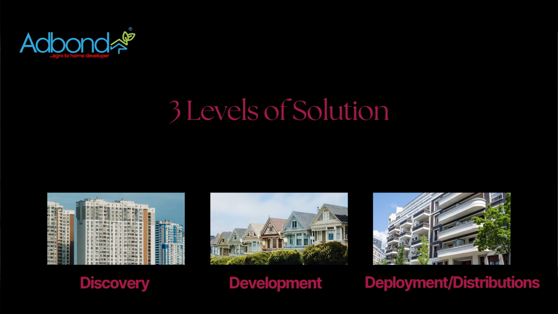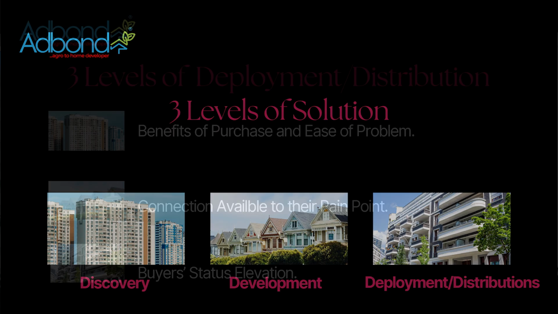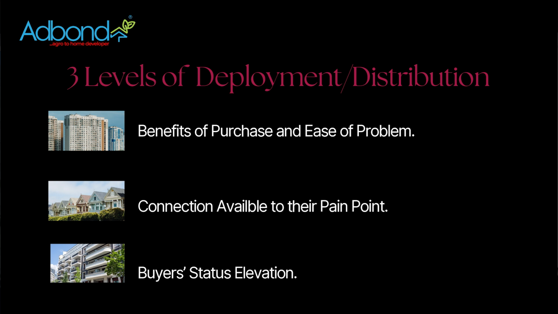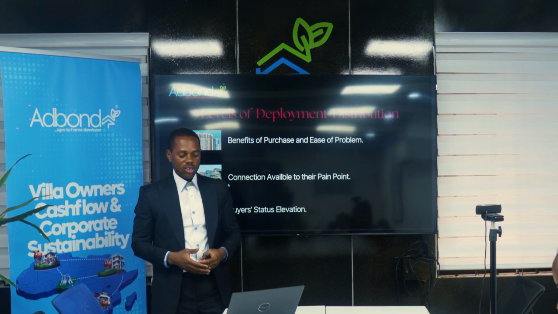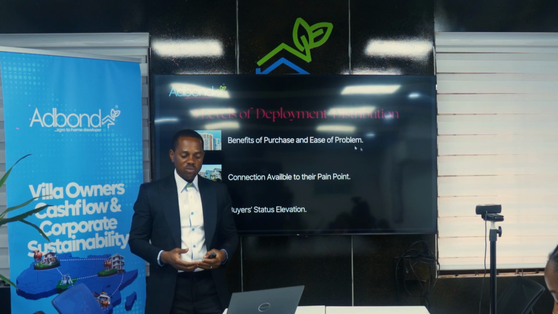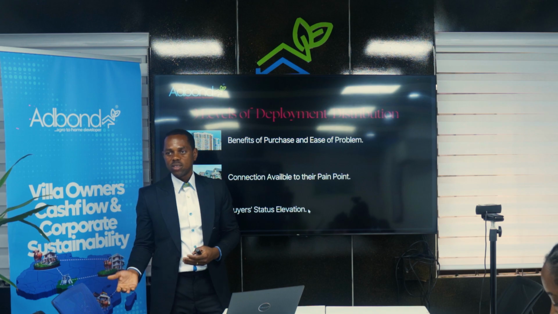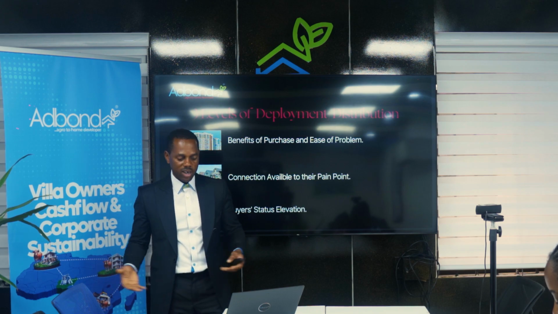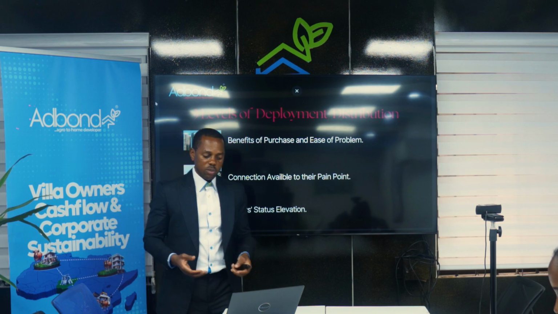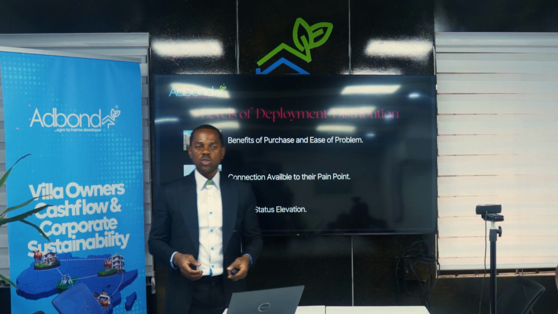And this is a result of the fact that you've worked pretty well on your 3 levels of creation. So now we have 3 levels of distribution again. Number 1 is you ask yourself, what is the benefit of purchasing and what is the ease of the problem? Like benefit of purchase and ease of problem. Number 2, connection available to their pain points according to what we have at Adbond Understanding. Then number 3, buyer status elevation.